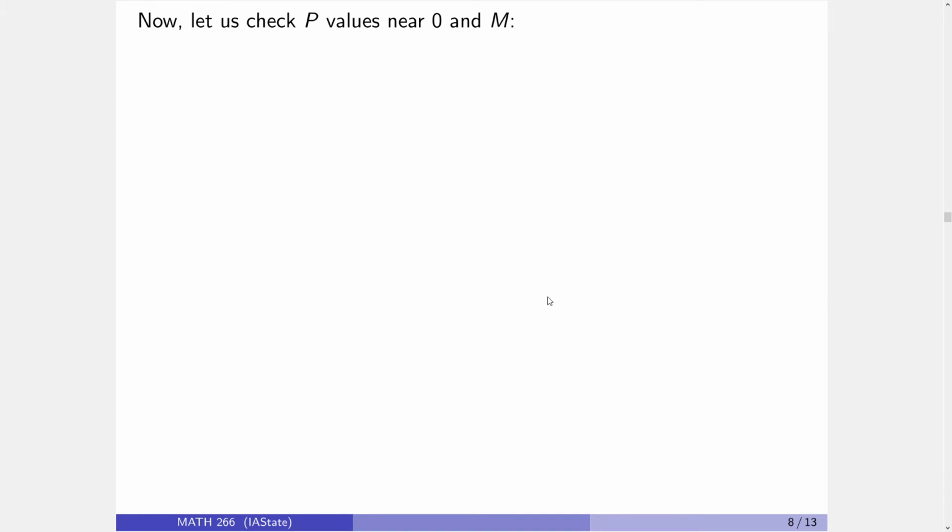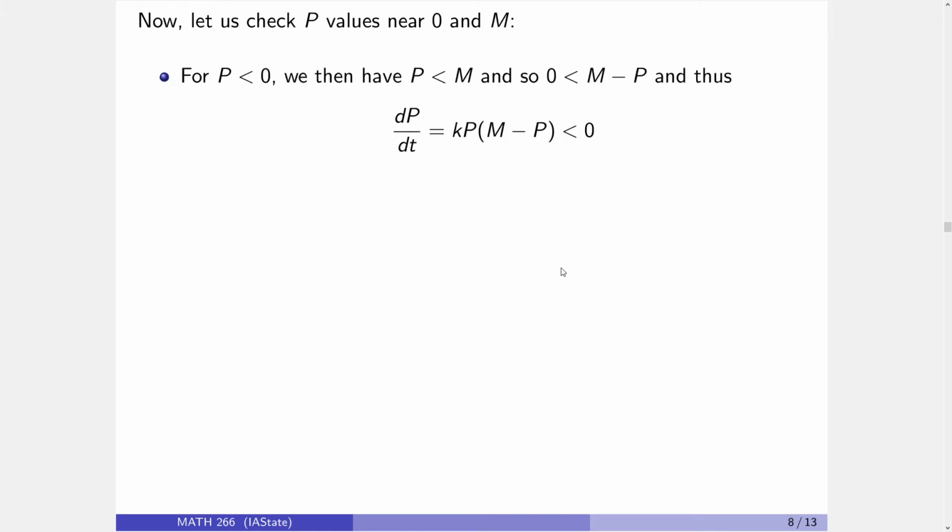And let's make that a little bit more explicit now by looking at values of p near 0 and m. So we're going to look at values near the fixed points. If p is less than 0, okay, well, m is positive, so that would mean that p is less than m, so m minus p is positive. So k is always positive, so the p here is negative, and this is positive, so overall it's negative.